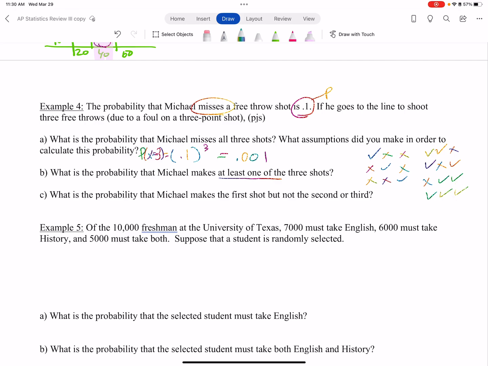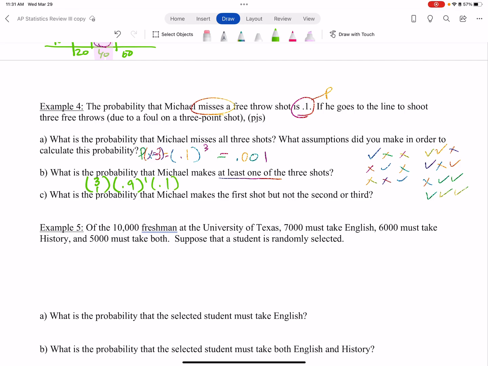So what I'm going to do is use a binomial formula. The binomial formula, remember, tells me I have 3 shots. I want to make at least one. The probability of making is 0.9, and I'm making how many? I want to make at least one, so it's going to be 1, 2, or 3, and then I'm going to be missing none of them.